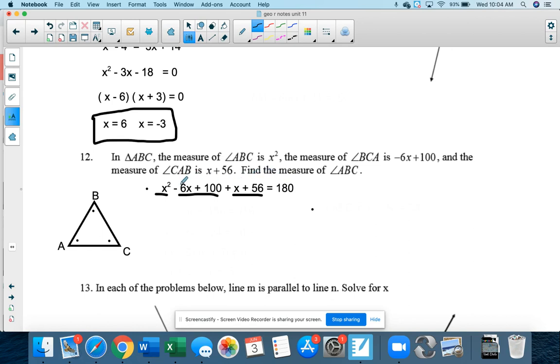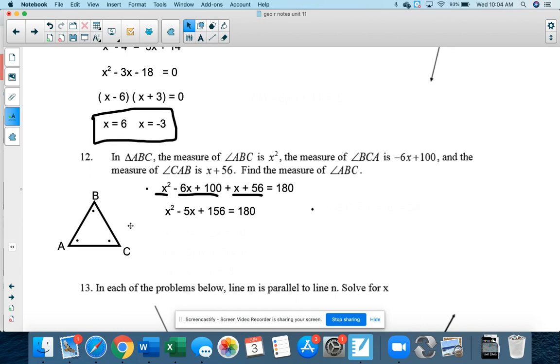Now, these x's can be combined right here. Negative 6x and x is negative 5x. I'm also going to combine the 100 and the 56 together. So I'm going to have x squared minus 5x plus 156 equals 180. So I combined all those like terms together.